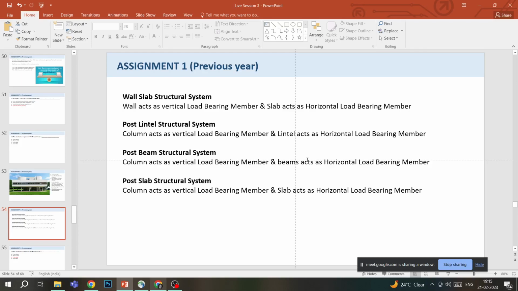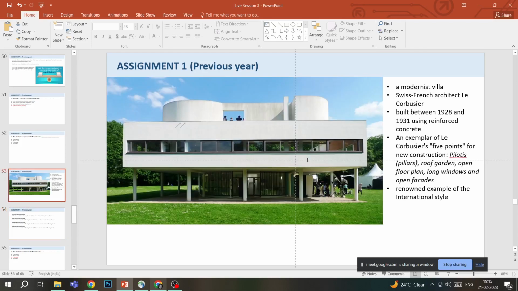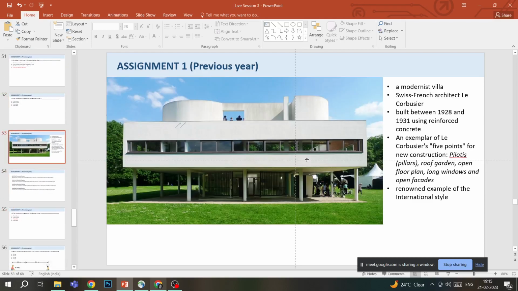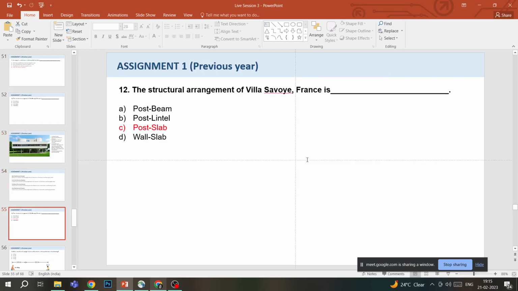Looking back at this, it is quite evident. You can see on the ground floor there are a lot of columns, and you can see the slab being supported by them. You do not see any beams or any lintels here, which means the structure is directly supported on columns. So the slab is being supported on columns. The answer would be post slab.